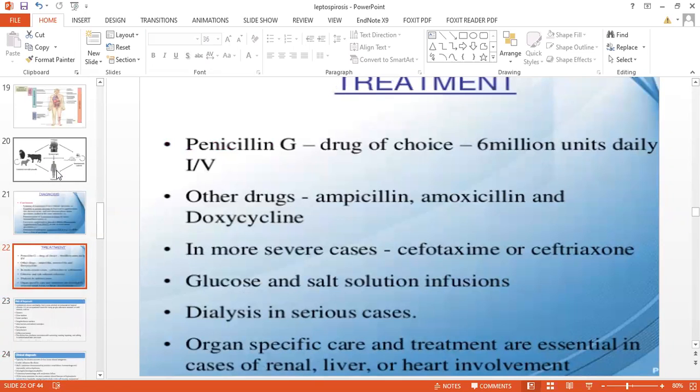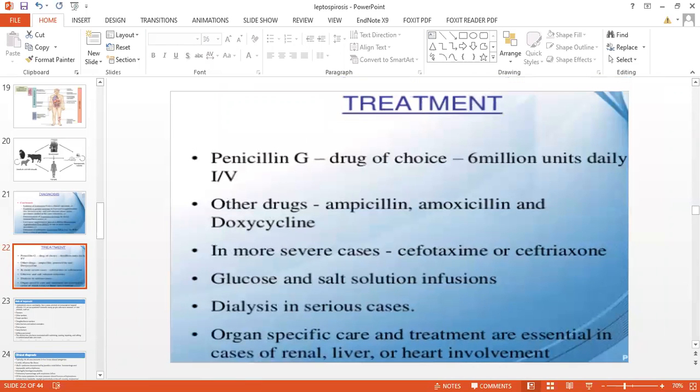Treatment: the drug of choice is penicillin. The other drugs like ampicillin and amoxicillin, and in severe cases cefotaxime, ceftriaxone, or these antibiotics may be given. Salt and water solution infusion is part of treatment, and dialysis in severe cases. Organ-specific care and treatment are essential in case of renal, liver, or heart involvement.